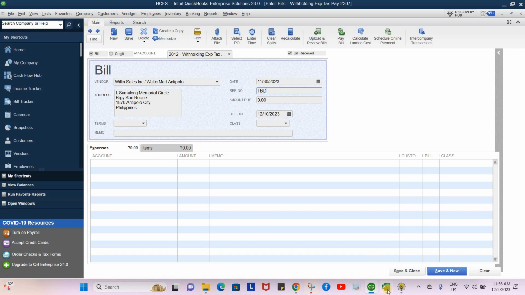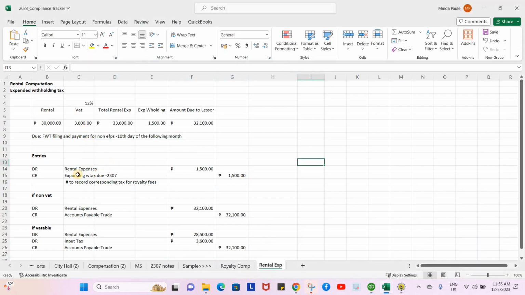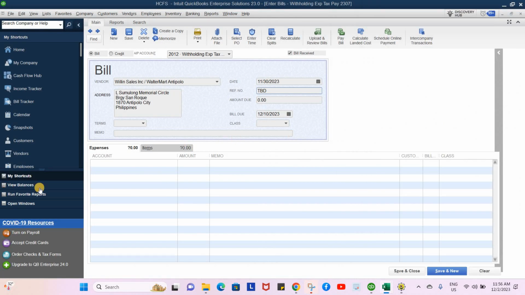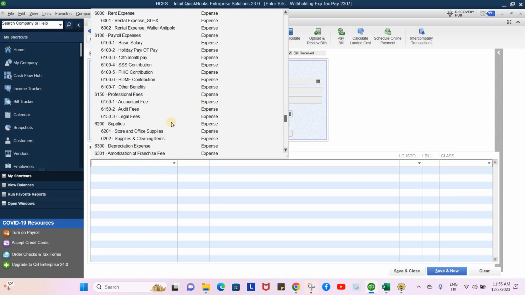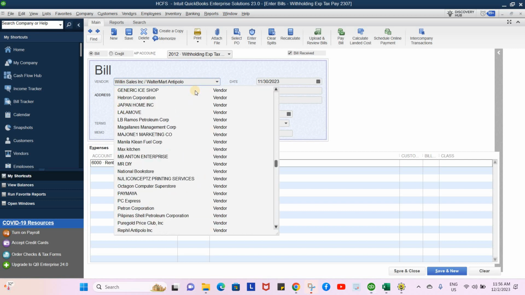Right? So, sa computation natin, sabi ko dito, unahin muna natin yung pag-post ng entries ng rental expense and withholding tax, which is 1,500. So, 1,500, lalagay ko dito as rental expense. Meron akong rental expense exclusively for that. And then, I'll put here the amount, yung 1,500. But since this is payable to BIR, papalitan ko yan. This is BIR.